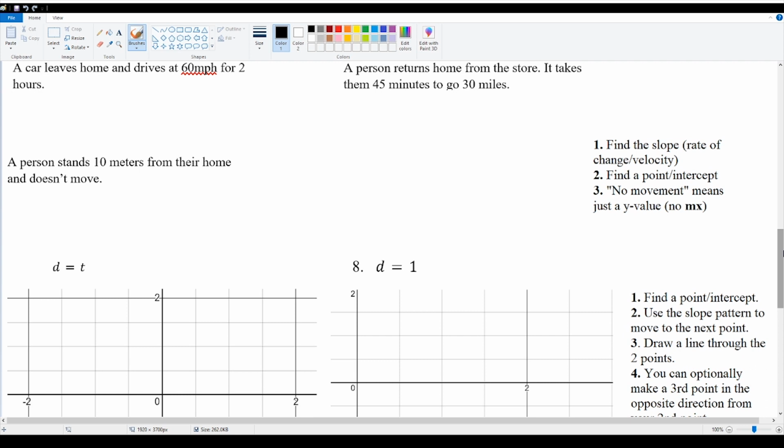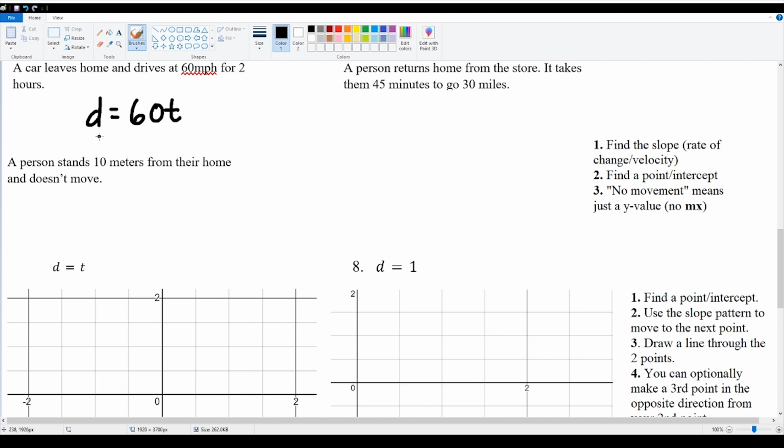So here's a few examples of that. For one, we've got a car that is leaving home and driving at 60 miles an hour for 2 hours. So we have 60 miles per hour here, which again is a velocity. So it's pretty safe to say that this is our slope. And if we are leaving home and driving away from it, it's safe to assume this is a positive 60 right here. Therefore, I would most likely write an equation d equals 60t.